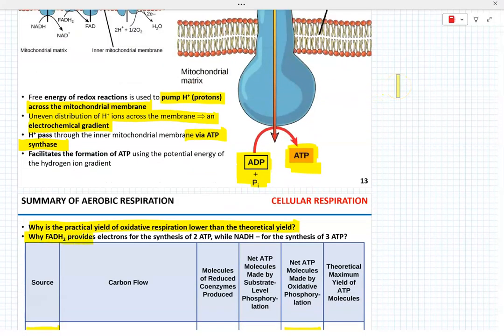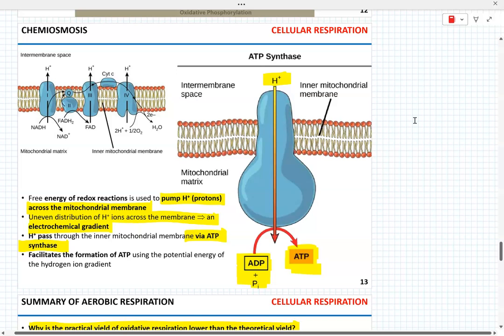Why does FADH2 provide electrons for the synthesis of only 2 molecules of ATP, while NADH provides for the synthesis of 3 molecules? If you look at the points in the electron transport chain where NADH and FADH2 are oxidized, you may notice that the electrons from NADH are removed and enter the first complex, then ubiquinone, then the third, then the fourth, and then finally are added to oxygen. The electrons from FADH2 enter the second complex, so they start a little bit later.